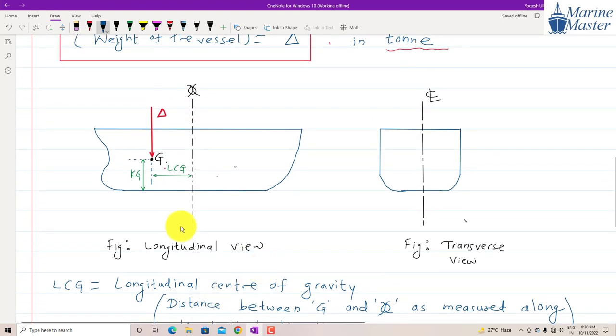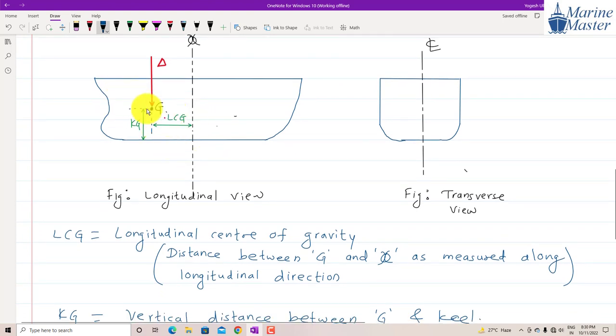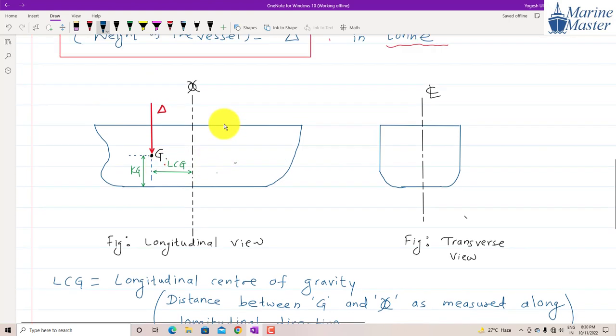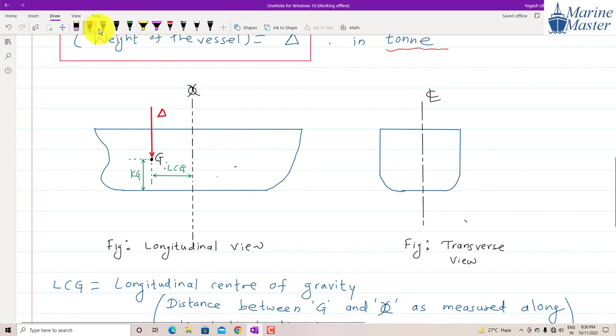So KG, LCG. LCG means longitudinal center of gravity. It is the distance between G and midship as measured along the longitudinal direction. Longitudinally means we are measuring along the length. KG means vertical direction, keel to G. Midship to G is LCG. Here we have shown the longitudinal view. The next thing that we are going to show is the transverse view.